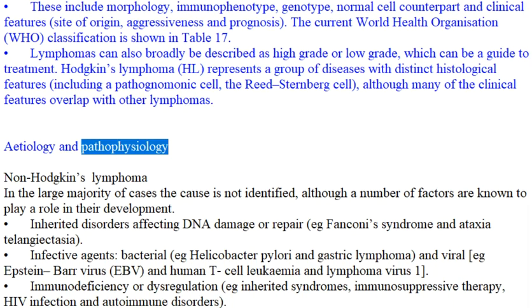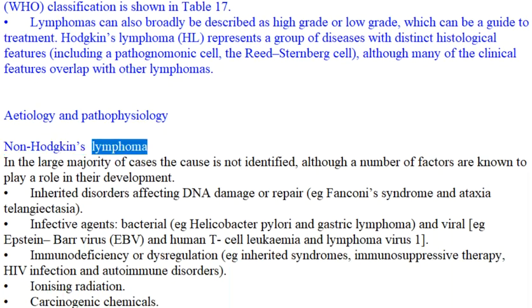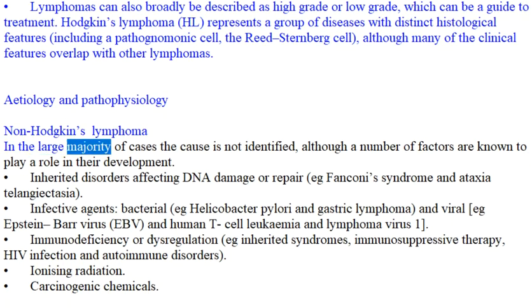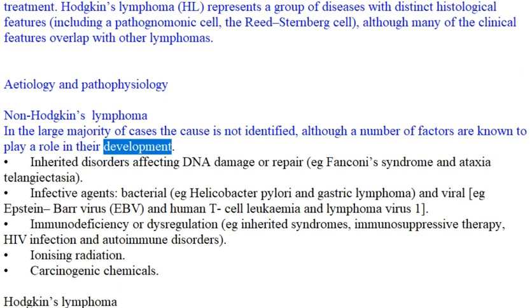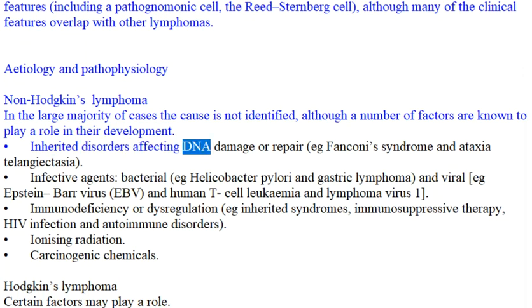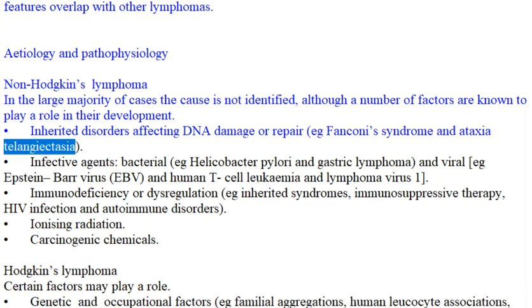Etiology and Pathophysiology. Non-Hodgkin's lymphoma. In the large majority of cases the cause is not identified, although a number of factors are known to play a role in their development. Inherited disorders affecting DNA damage or repair, e.g. Fanconi's syndrome and ataxia-telangiectasia.